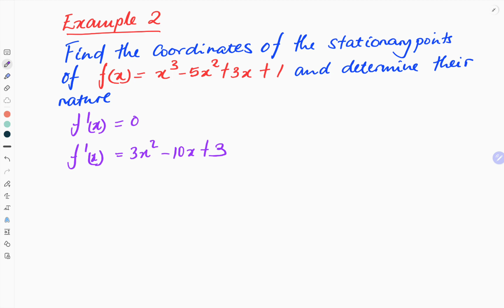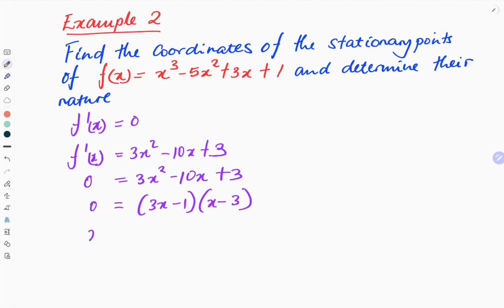Then, after you have done this, you want to solve that quadratic equation, equating it to 0. So 0 is equal to 3x squared minus 10x plus 3. And if you factorize that, that will give you (3x minus 1)(x minus 3). And your x value will be equal to 1/3 or 3.